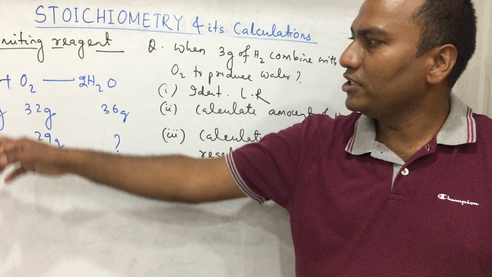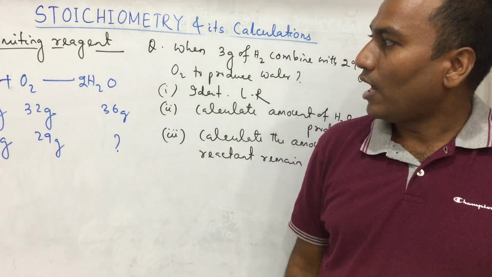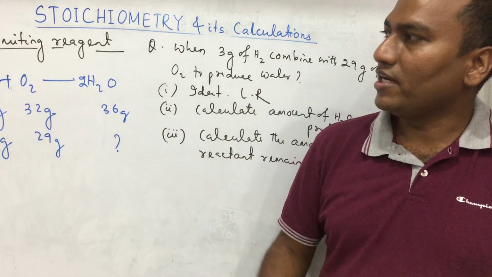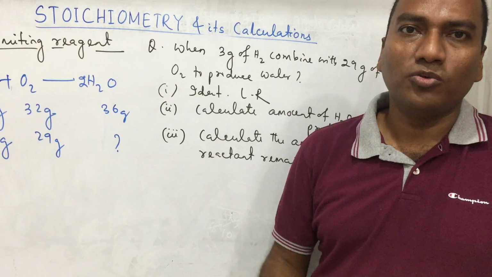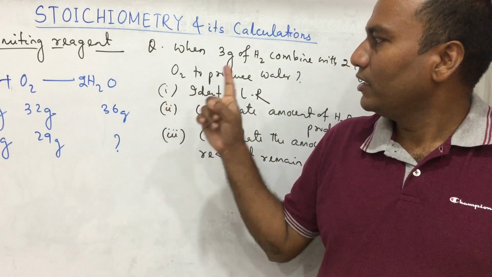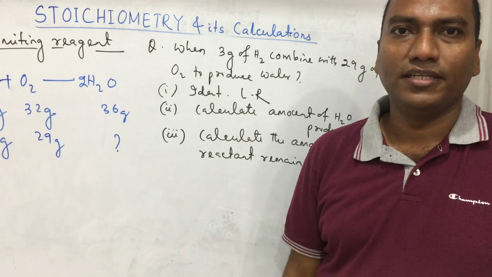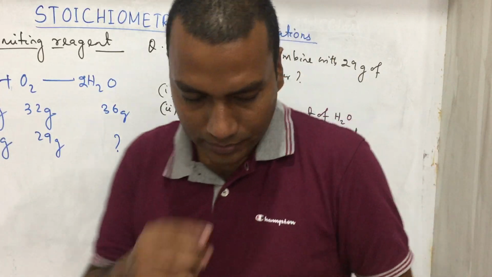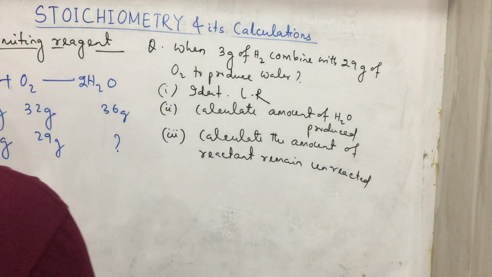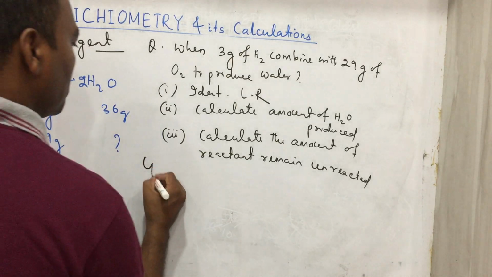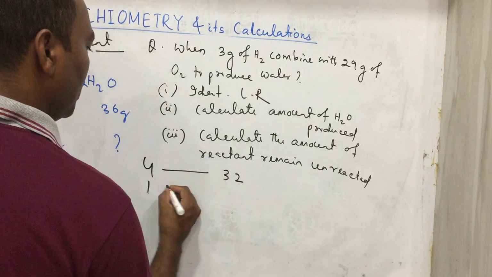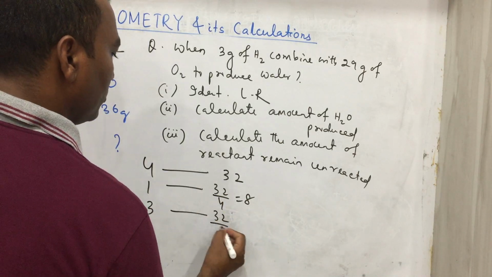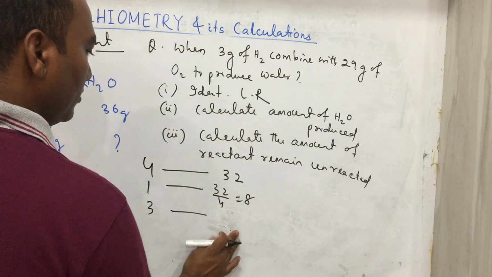Clear? So out of these two reactants, now how can you check which one is the limiting reagent? So here how many reactants? Two. One is hydrogen and another one is oxygen. So between hydrogen and oxygen, we have to identify which one is the limiting reagent. Okay, now how can you calculate? Same by the unitary method. So you see, when hydrogen is 4 gram, oxygen is 32. When it is 1, 32 by 4 equals 8. When it is 3, so 32 by 4, 8 into 3.